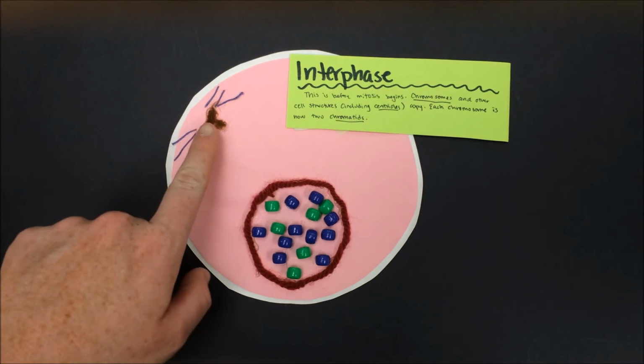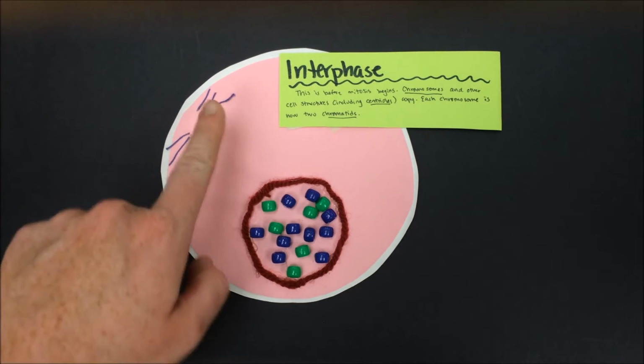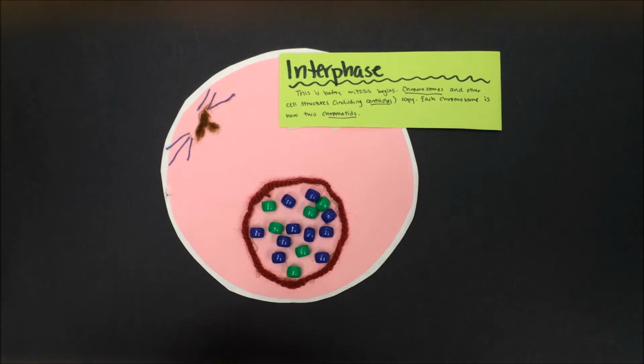So all the cells I just showed you, these were animal cells. We know that they were animal cells because they have centrioles. Plant cells do not have centrioles, so they do cytokinesis, that final step, a different way.